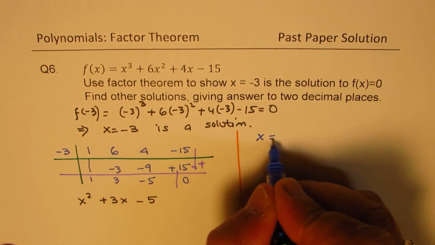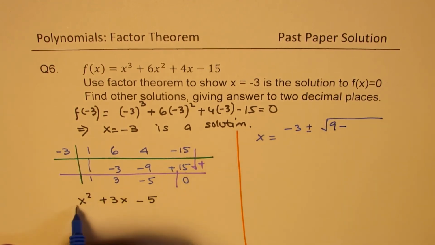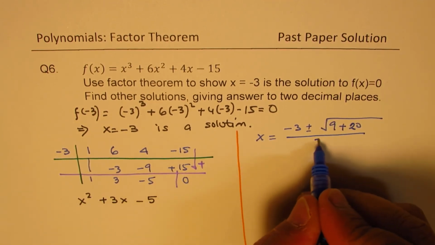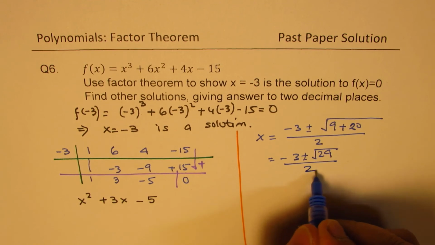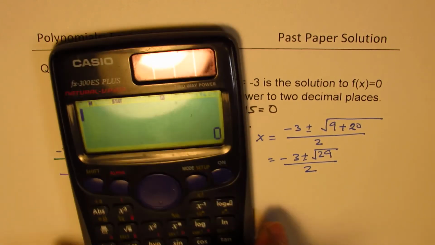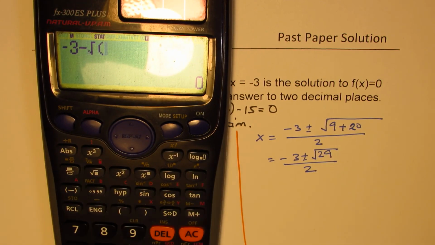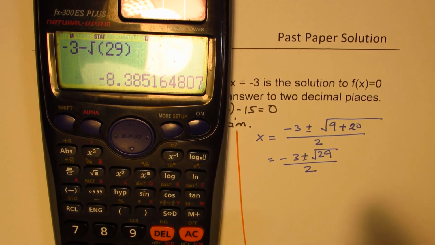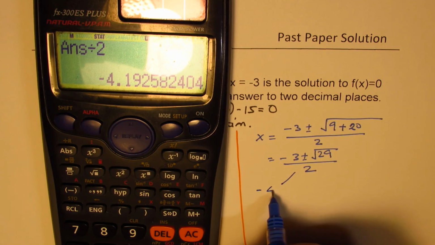Now we need to use the quadratic formula to find these roots. So the quadratic formula is x equals minus 3 plus or minus square root of b squared, which is 9, minus 4ac. This is negative. 4 times 5 is 20, right? And 2 times a is 2. So we get minus 3 plus or minus square root of 29 over 2, right? So let's figure this out. Okay, so we have minus 3, and to this we do minus square root of 29, bracket close, which is equal to, we get some number, we'll divide this by 2 and write down the first answer, which is minus 4.19, correct?